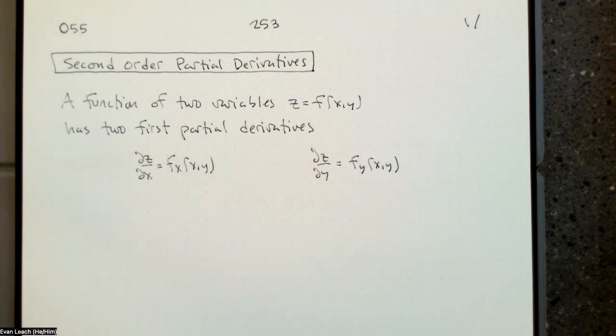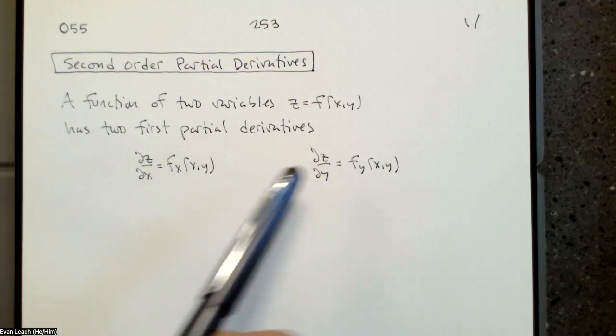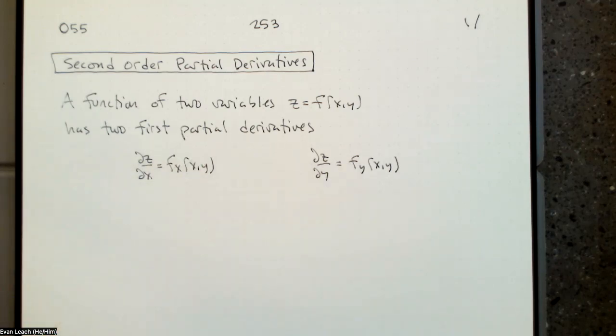So let's remind ourselves of where we're at. We know that a function of two variables will have two first partial derivatives because we can have rates of change in those two variable directions, the x direction and the y direction. What we want to notice here is that for a function of two variables, the two first partial derivatives are also functions of two variables, and so they also have two partial derivatives. So these will be our second partial derivatives.